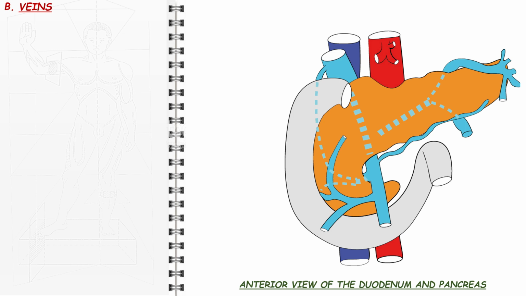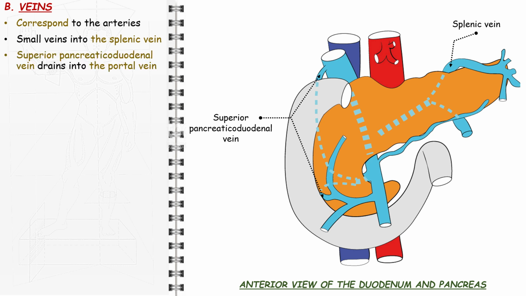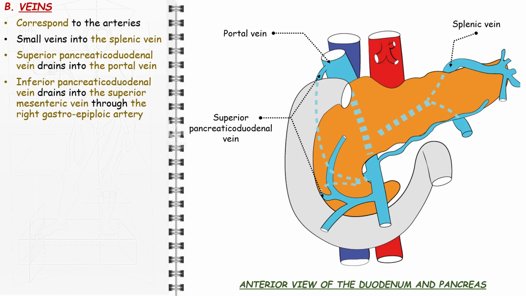The veins correspond to the arteries. The body and tail are drained by small veins into the splenic vein. The head drains into the pancreaticoduodenal venous circles. The superior pancreaticoduodenal vein arises from the posterior surface of the head and drains into the portal vein, and the inferior pancreaticoduodenal vein arises from the anterior surface of the head and drains into the superior mesenteric vein through the right gastroepiploic vein.